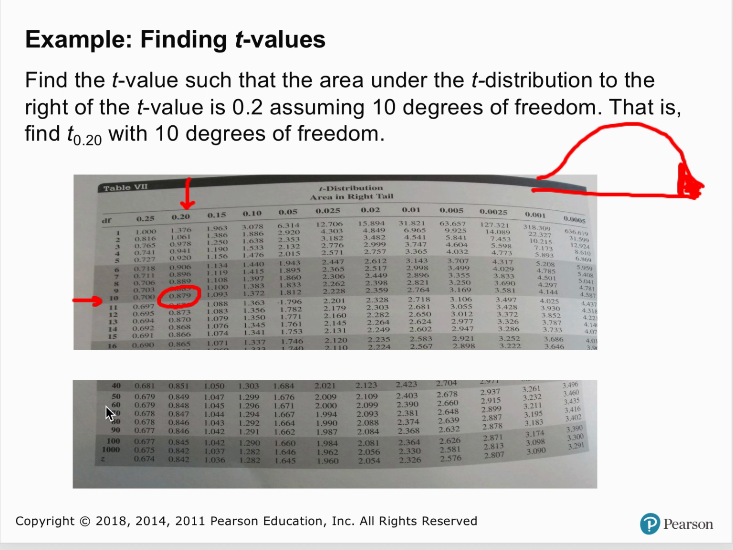Okay. Also, if we have degrees of freedom more than 1,000, notice this last row says Z. That comes from the normal distribution table. Okay, so anything when n is more than 1,000, no matter how much more, we're just going to use this last row.